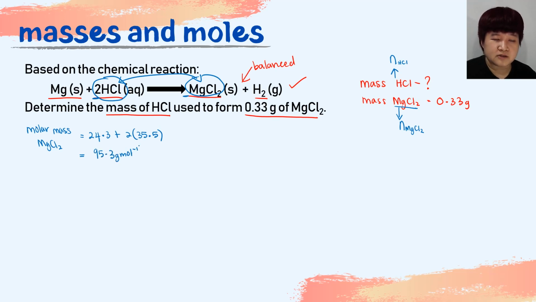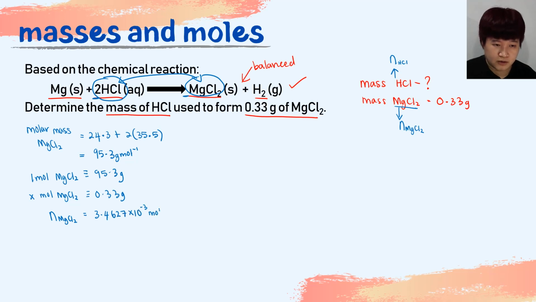And when you have the molar mass of magnesium chloride already, we are going to change the mass to number of mole. We know that 1 mole of magnesium chloride right now is equals to 95.3 gram. And you are having 0.33 gram. So what would be the mole of magnesium chloride? Number of mole of magnesium chloride calculated is 3.4627 times 10 to the power of negative 3 mole. That is the number of mole of magnesium chloride.